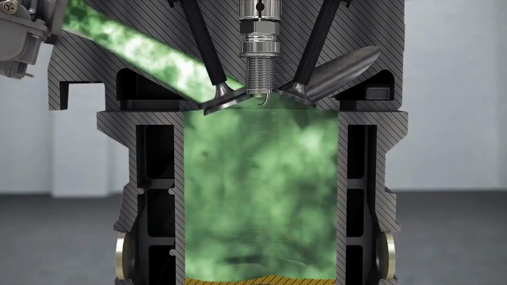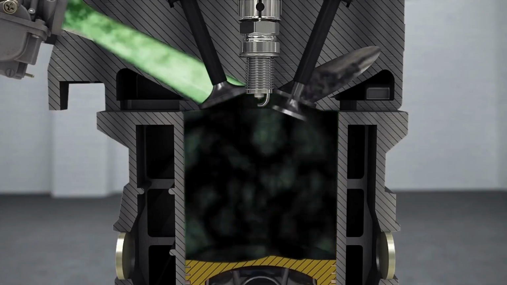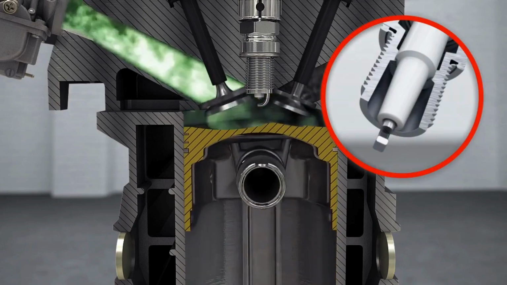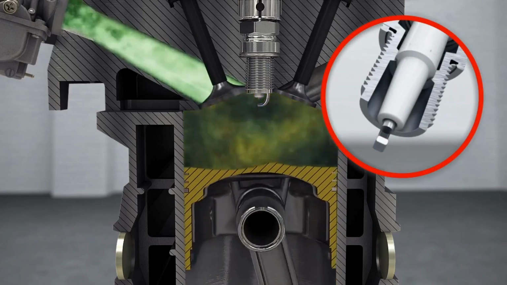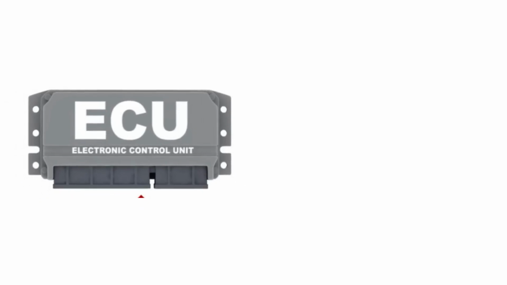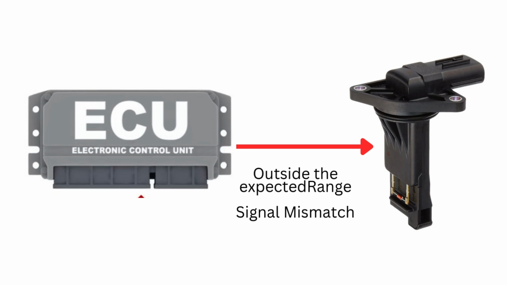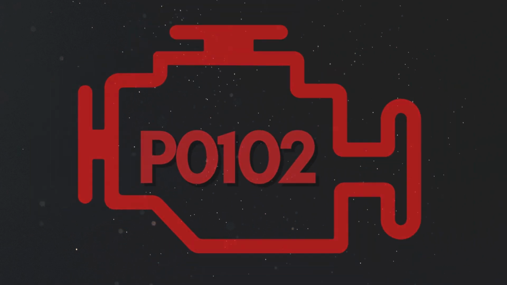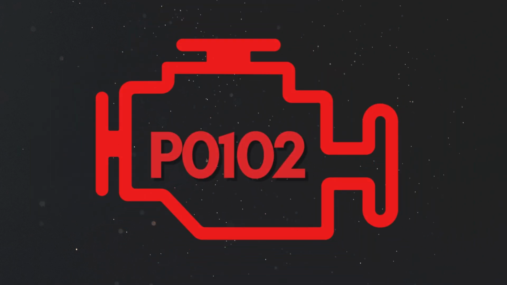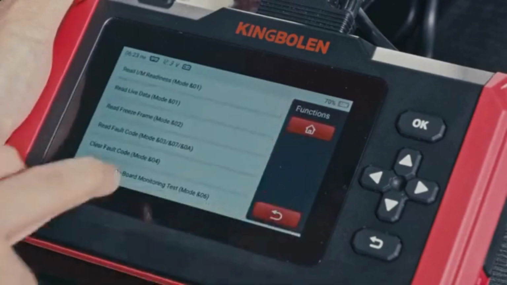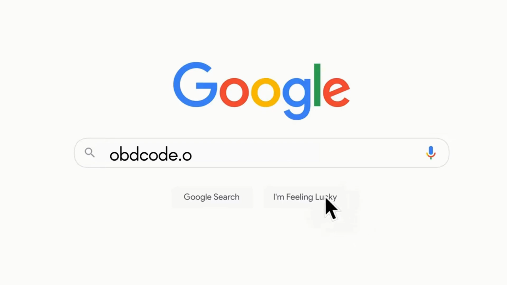No matter which type your car uses, the goal is the same: give the computer an accurate measurement of the air going into the engine. So when the ECM sees that the MAF signal is missing, outside the normal range, or just doesn't match what the engine is doing, that's when it triggers the P0102 trouble code.